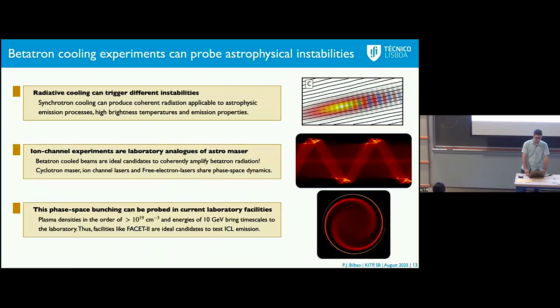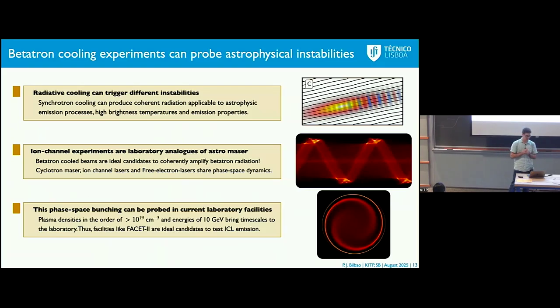With that, I went relatively fast, but that gives me a bit of time to go through the conclusions. I wanted to highlight that there is this zoo of instabilities that are starting to appear that are driven by radiative losses. Some of them are in the high beta, and some of them are in the low beta.